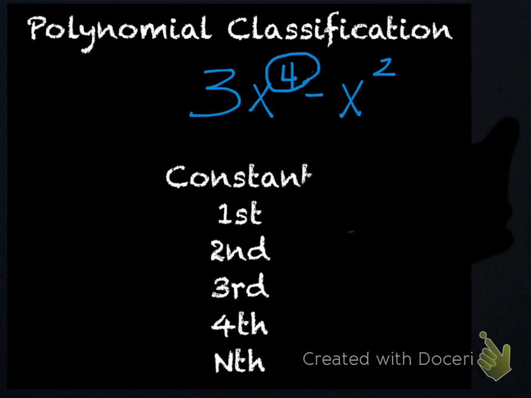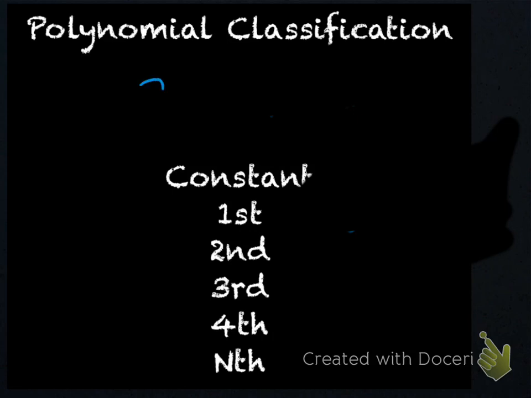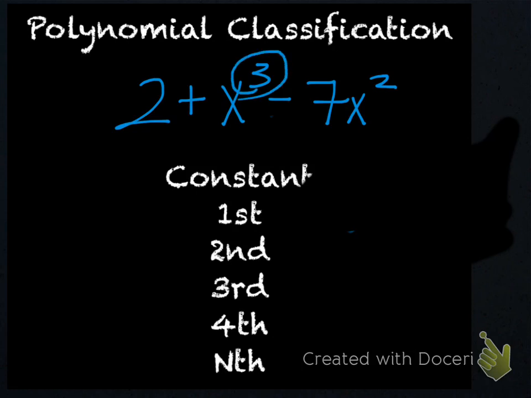I know you might be thinking, I don't get it, because it's actually so easy, it can be a little confusing. So let me just show you, it's really not that confusing. Let me give you one that's out of order. You know I love to put them in order. This time I'm not. What about that? 2 plus x cubed minus 7x squared. What is the degree classification of this polynomial? Find the biggest exponent, and that's the degree. It's a 3rd degree polynomial.